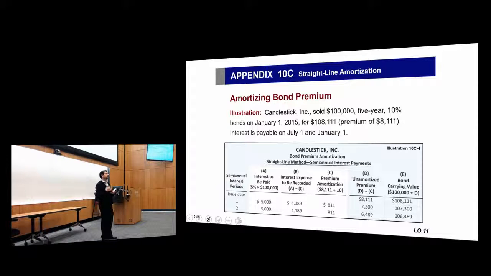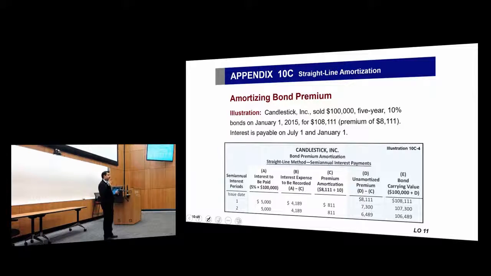Bond premium is the same thing. However, it's the same concept, it's the other way around. Here, bond premium will be subtracted from the amount of interest that will be paid. It's not added, because bond premiums decrease the cost of borrowing. So in this case, you have 5,000 minus the premium, which is 811. You subtract that, and this will give you the interest expense. The interest expense in this case is 4,189.